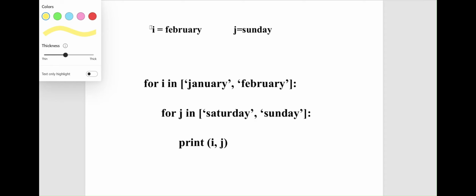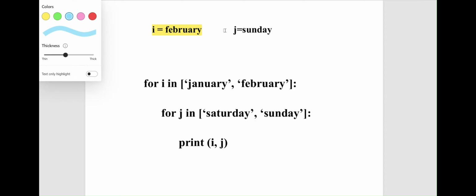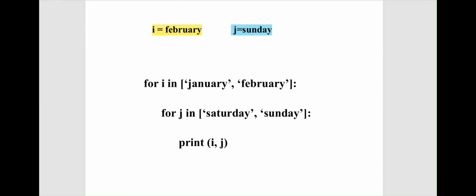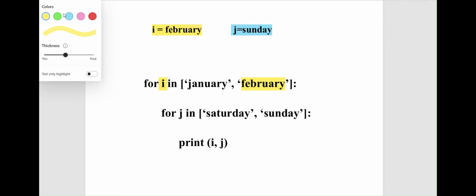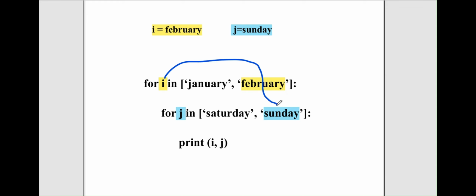When I equals February and J equals Sunday. Still I holds the value February. And now J holds the value Sunday. Remember, for each value of I, in this case, February, the inner loop will run through all the values in the list Saturday, Sunday.